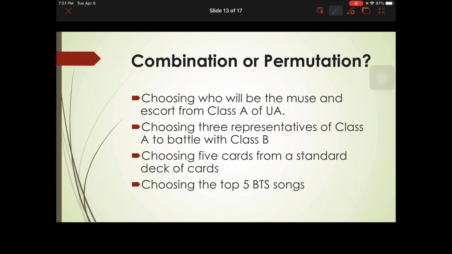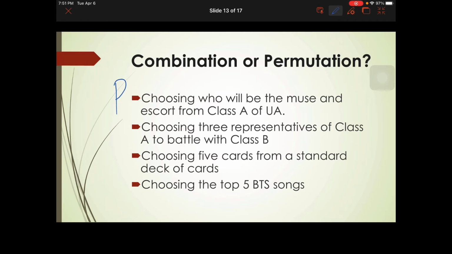So, what is this? Is this a combination or a permutation? This one is a permutation. Okay? So, isipin nyo na lang mga anak, kung merong specific rank or may specific official position na hinahanap sa problem, yan po ay isang permutation.